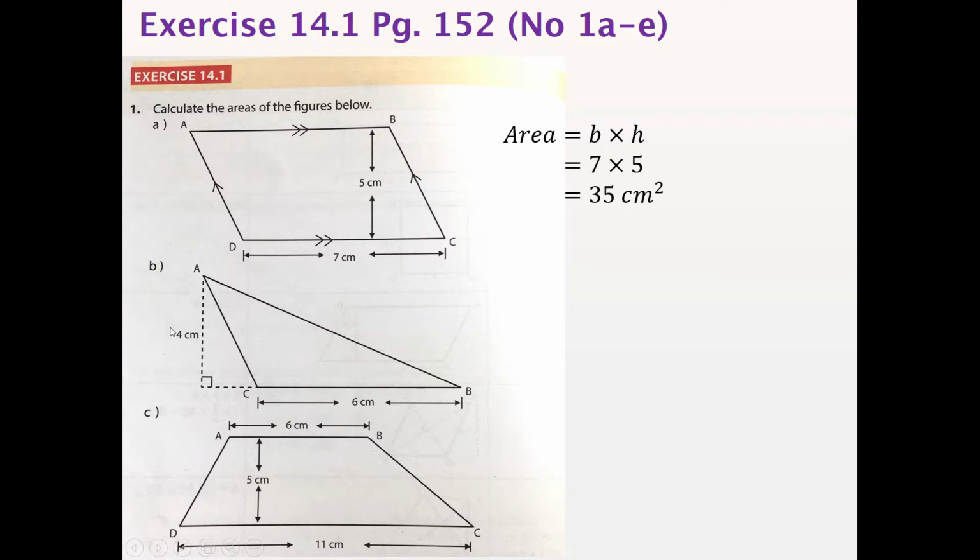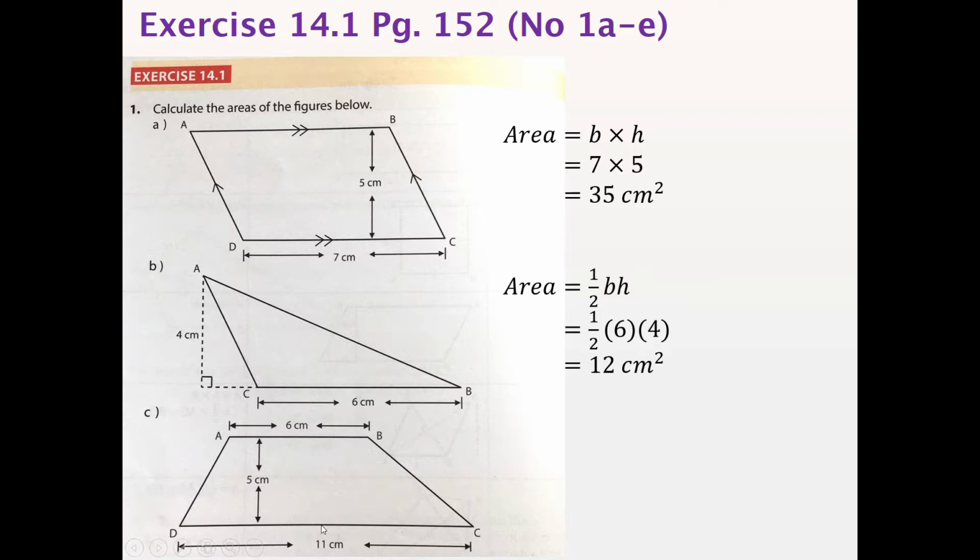The next one I gave you was a triangle. It is an obtuse angle triangle, so my height is sitting outside the triangle, that's fine. You would still use that as the height. So your base would be 6, your height would be 4, so if I substitute that into my formula, I've got a half times 6 times 4, which will give me 12 centimeters squared.